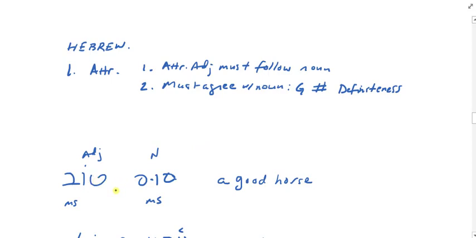This is a situation where both of these are satisfied, so I would say that this is an attributive adjective, and it's telling you what kind of horse we're talking about. This is a good horse, okay? This is a good horse.